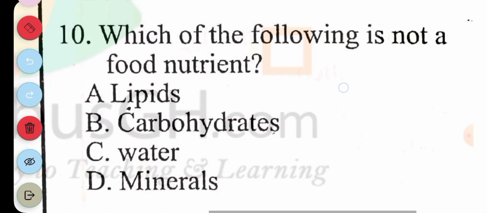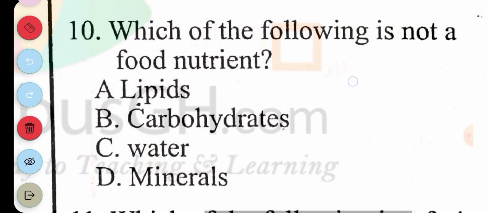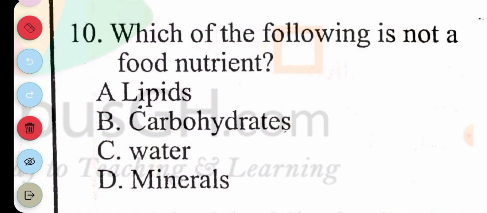Question number 10. Which of the following is not a food nutrient? You have A, lipids; B, carbohydrates; C, water; D, minerals. And the correct answer to this is C. Water is not a nutrient, but it helps in metabolic processes.